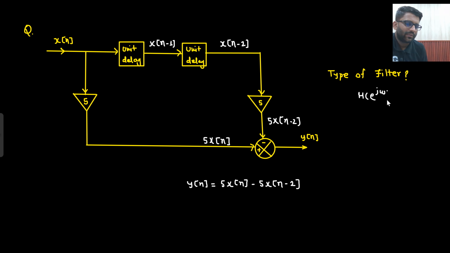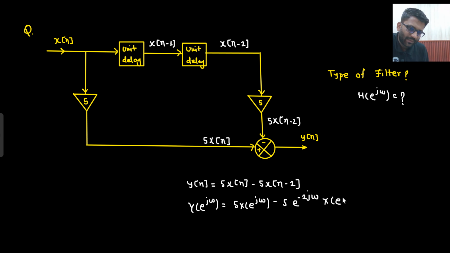With H e to the power j omega only. So my target is to find H e to the power j omega. So Y e to the power j omega is equal to 5X e to the power j omega minus 5 e to the power minus 2j omega X e to the power j omega. Right? Shift is there, so you know that you can apply the property e to the power j omega n naught. The value of n naught is minus 2. So Y e to the power j omega divided by X e to the power j omega, that would be equal to H e to the power j omega, and that will be equal to 5 into 1 minus e to the power minus 2j omega.